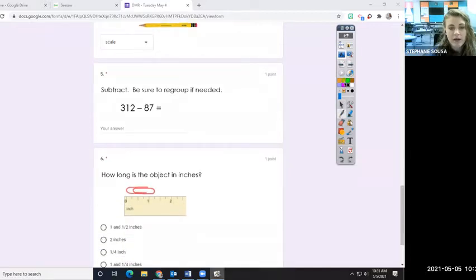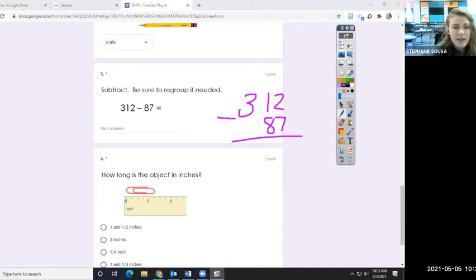Alrighty, subtract. I know that I will need to write this down, so I'm going to do so. 312 subtract 87. I also like to stack them up so that the place values match. That way I do not accidentally borrow from the wrong place in my head. 2 subtract 7 is impossible, so I must regroup. I'm going to borrow a 10. Now I have 10 ones plus 2 ones is equal to 12 ones. 12 ones subtract 7 ones is possible, and that's 5 ones.